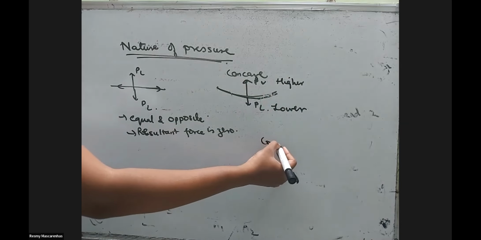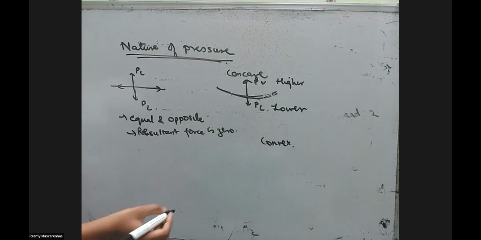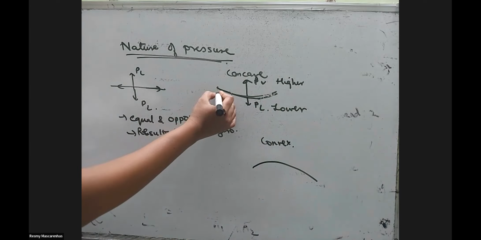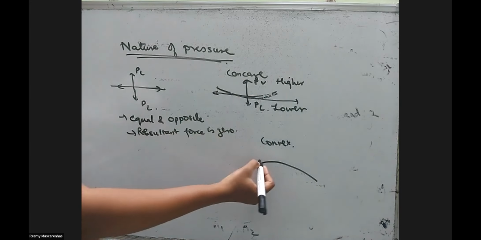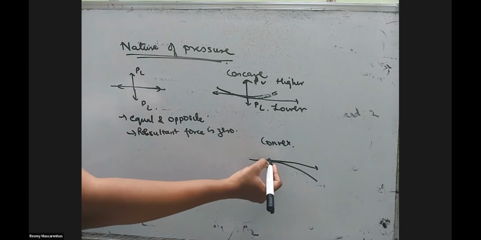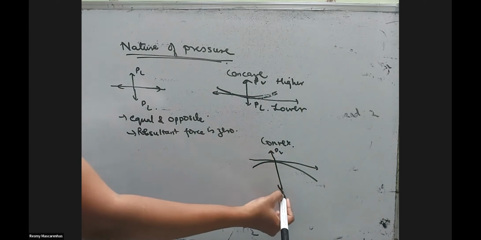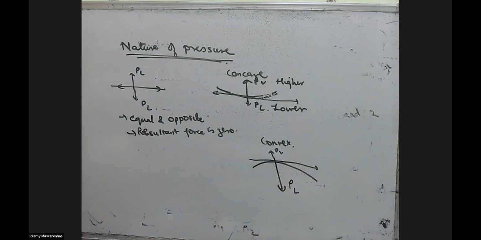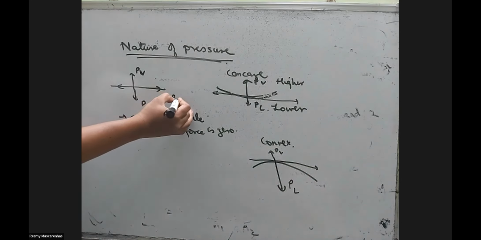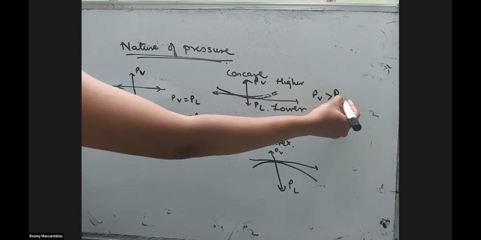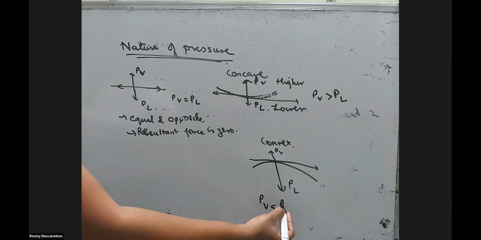And for convex shape, they have just drawn the reference line, with reference to this. If we have a concave one, then this vertical pressure is smaller than the pressure of the liquid. This is V, by mistake I wrote it as P. Here PV equals PL. Here PV is greater than PL. Here PV is smaller than PL.